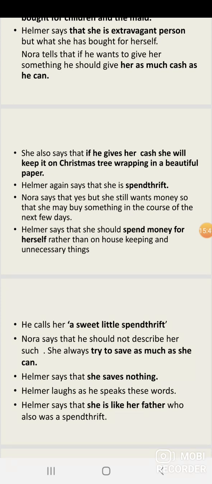Then again Helmer calls her a spendthrift. Nora says yes, she is a spendthrift, but she still wants some money so that she may buy something in the course of the next few days.